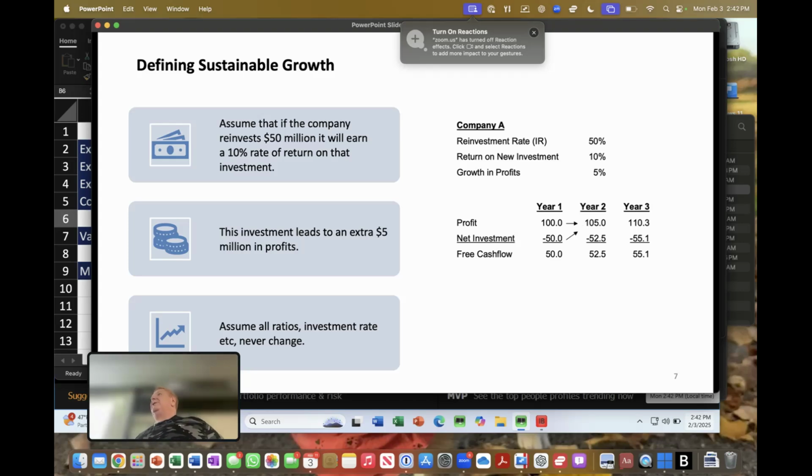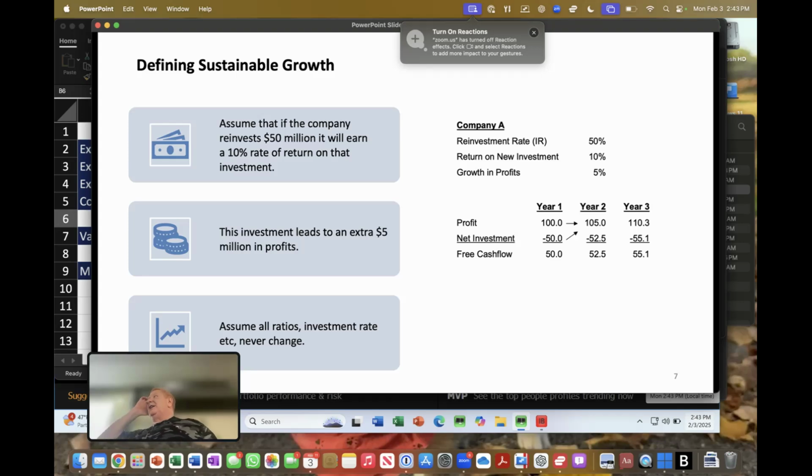Here's the shortcut. This is the formula. The formula for G, growth in profits, is you take your reinvestment rate and you multiply it by your ROIC. So if I'm reinvesting 50% and I have a 10% ROI, 10% of 50%, so that I can grow 5% a year. That's just the shortcut. Everybody understand that? So reinvestment times return is growth.